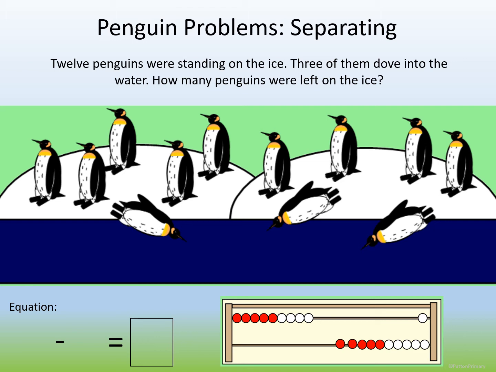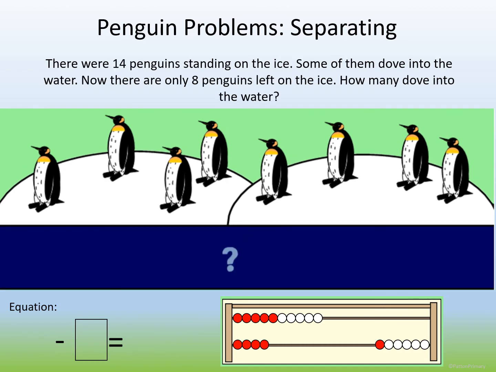Turn and tell your partner what the equation was. What was the equation? 12 were standing on the ice, 3 of them dove in to the water. How many penguins are left? If you said 12 minus 3 equals 9, you are absolutely right. Great job.